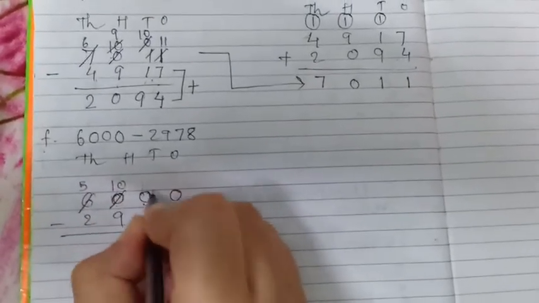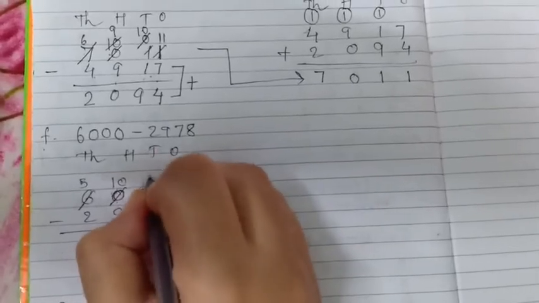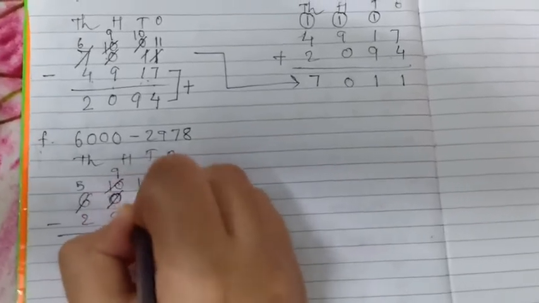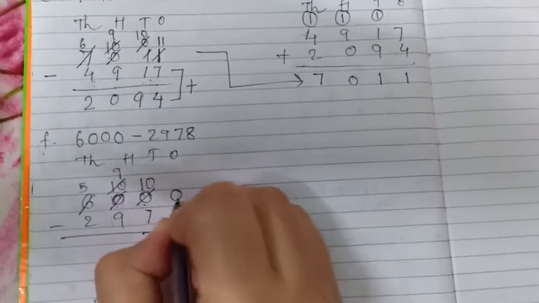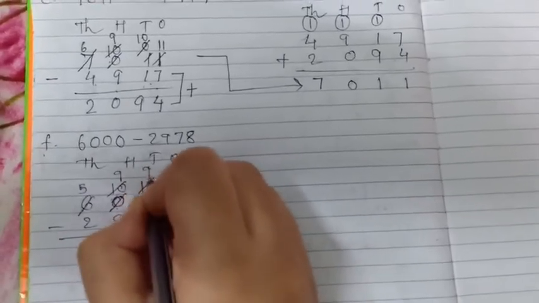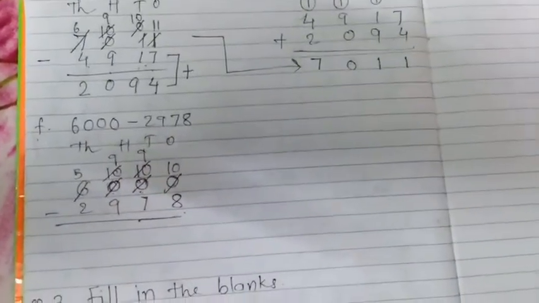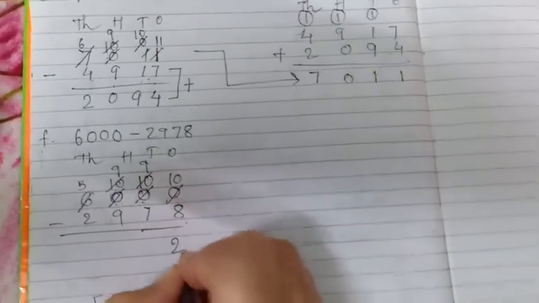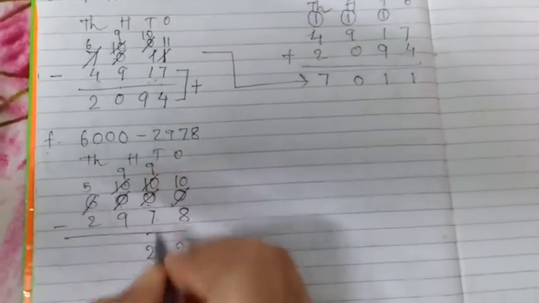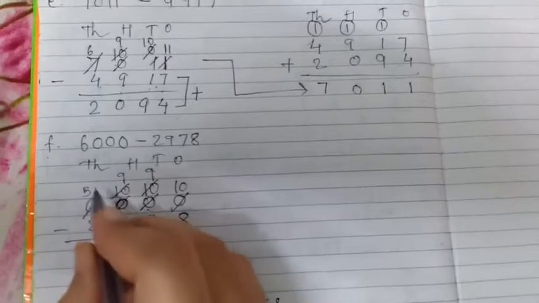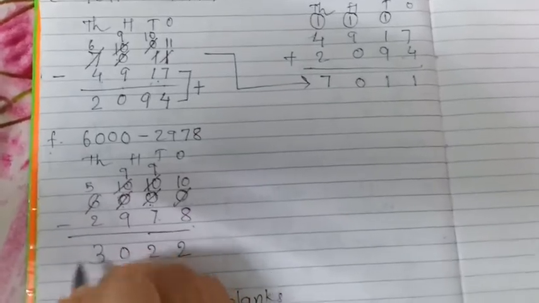Now give a 1 borrow to this tens place 0. Now give a 1 borrow to the ones place 0. 10 minus 8, 2. 9 minus 7, 2. 9 minus 9, 0. 5 minus 2, 3.